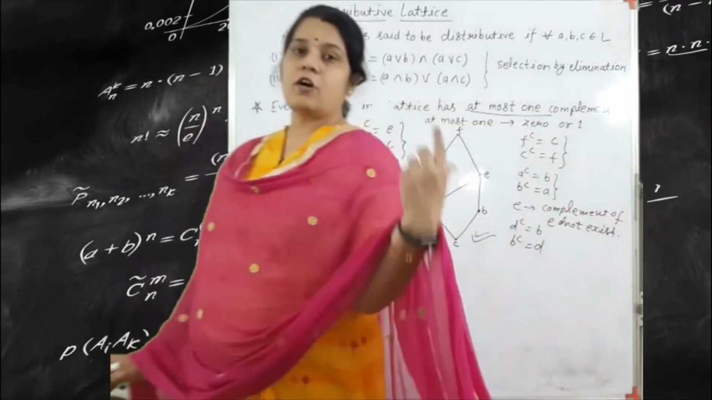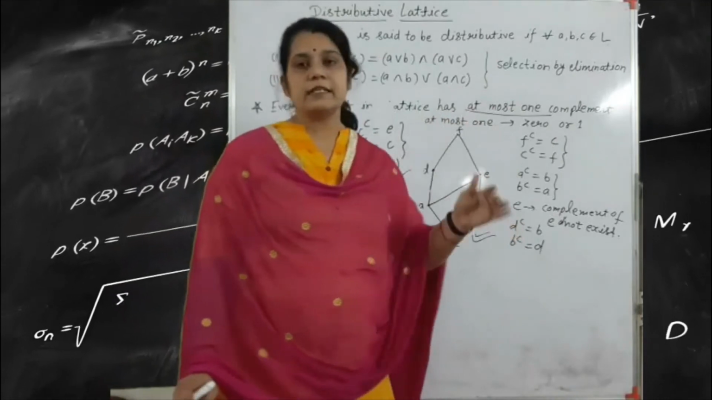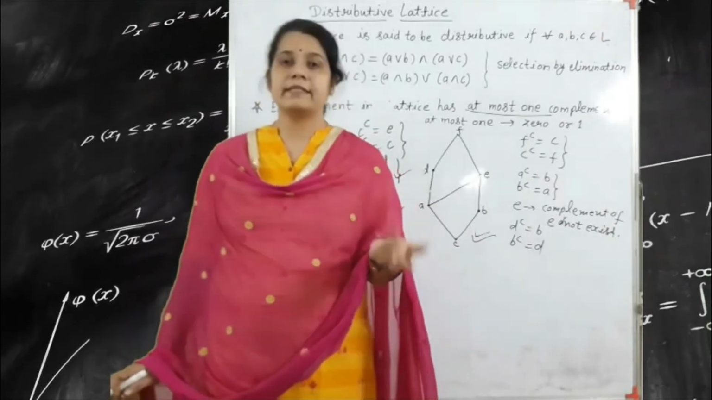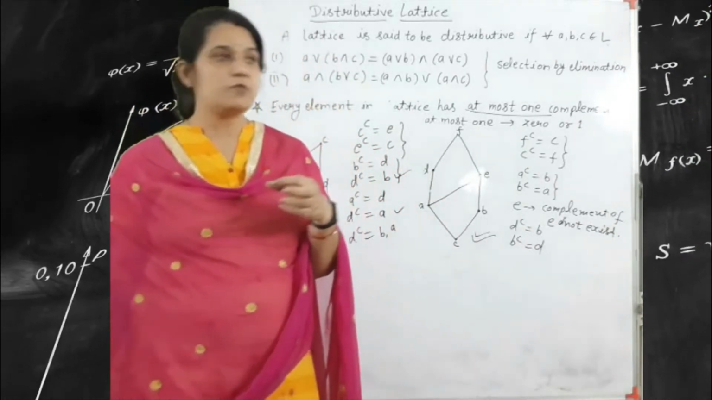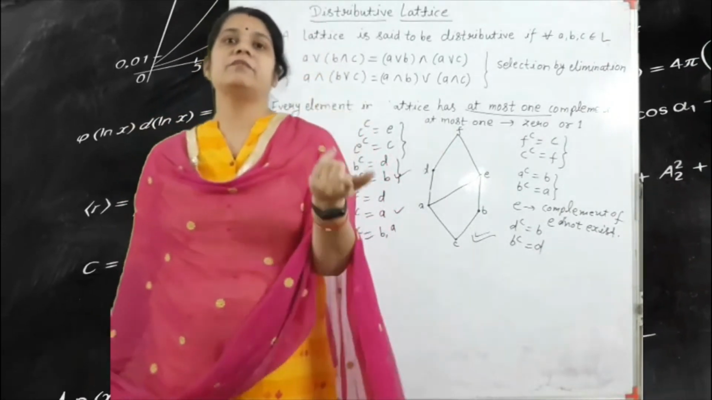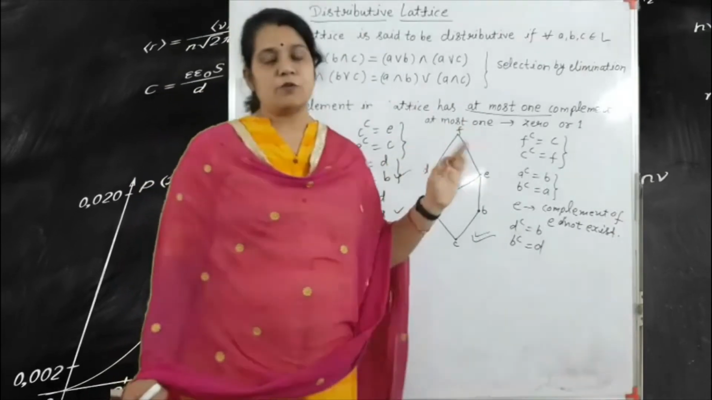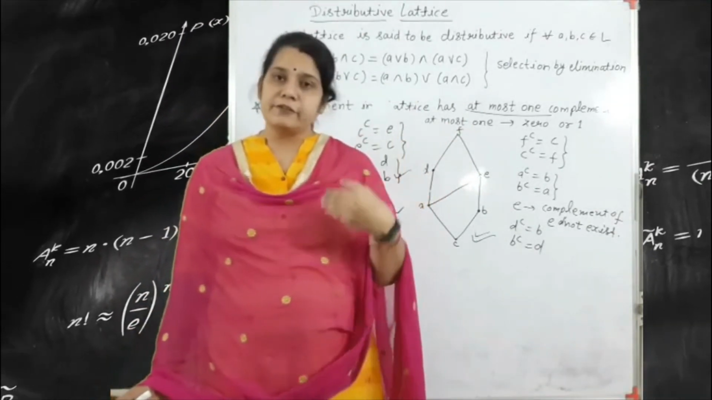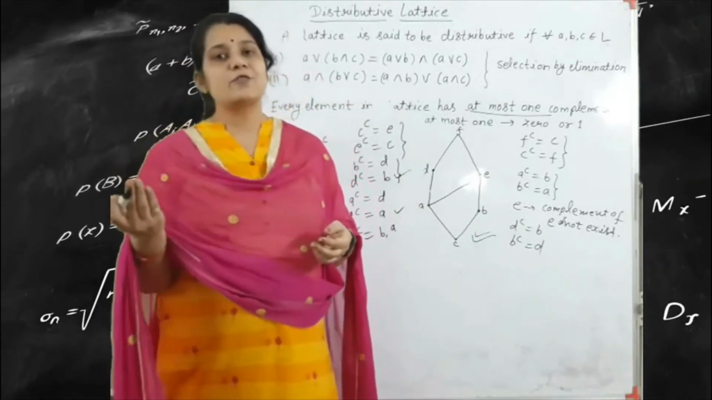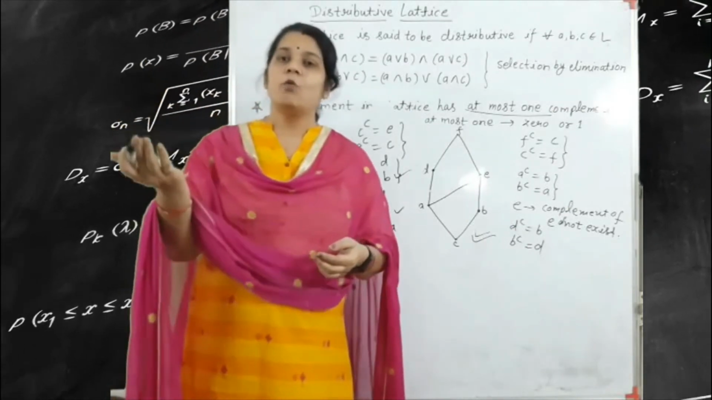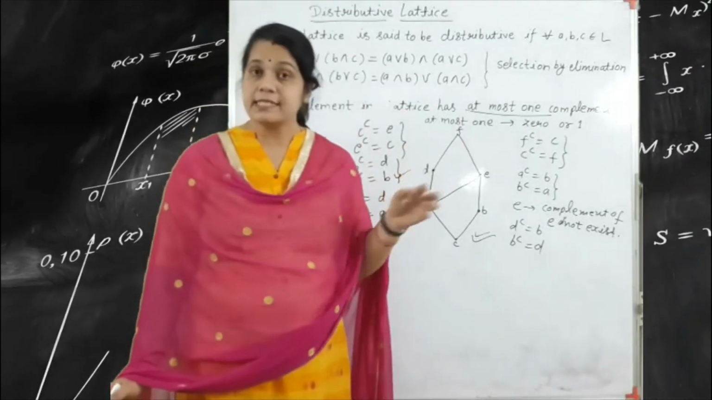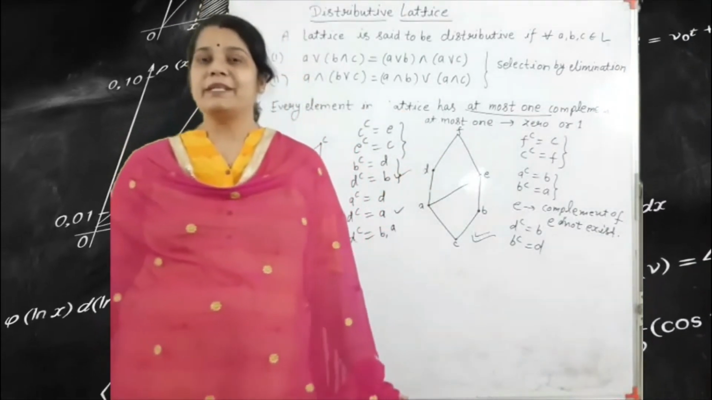Okay, so that covers the distributive lattice. Our next topic depends on the complemented lattice. Complemented lattice means at least one, that is one or more than one, but not equal to 0. A distributive lattice means at most one, either 0 or 1, and a complemented lattice means at least one. If one or more than one complement are present for every element of the lattice, then we can say that this is the complemented lattice.